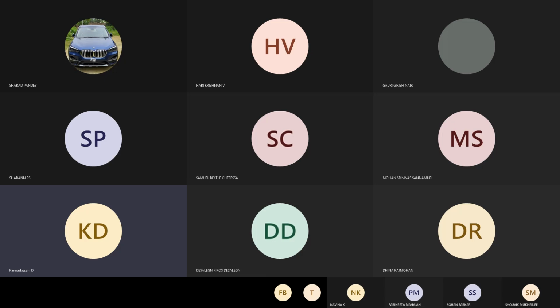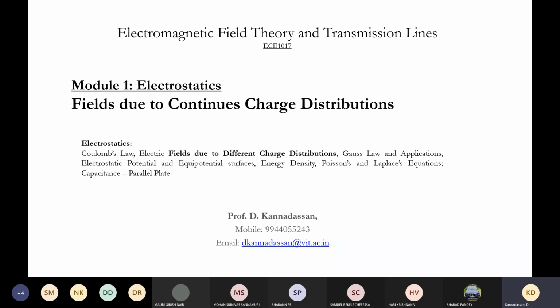This is, I think, the sixth class on the course, Electromagnetic Field Theory and Transmission Lines. So we are almost at the midway point of module one. In case of electrostatics, a few things you have to keep in mind are the point charge and the continuously distributed charges, and what the differences are.